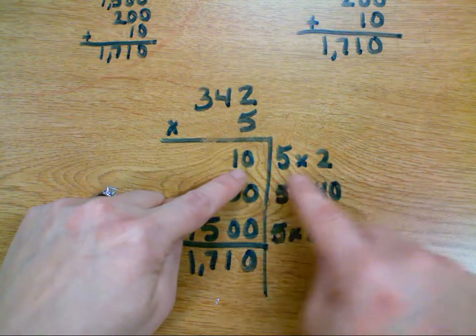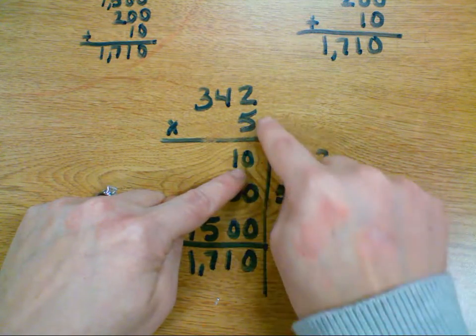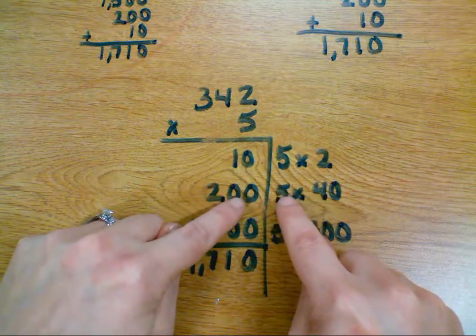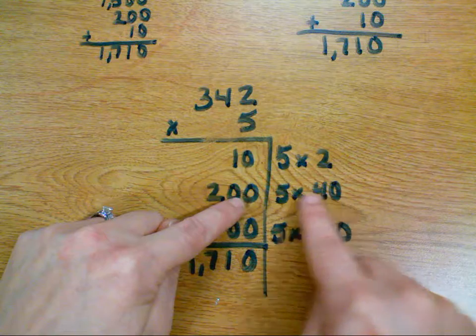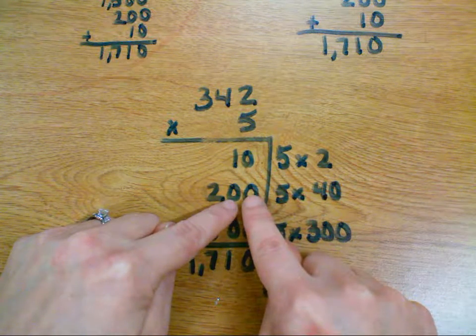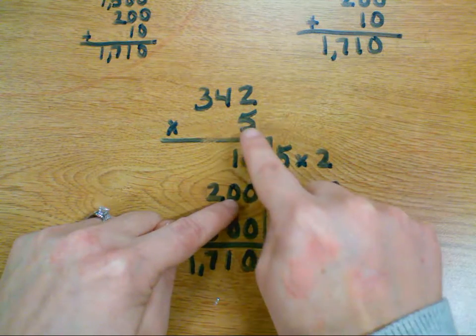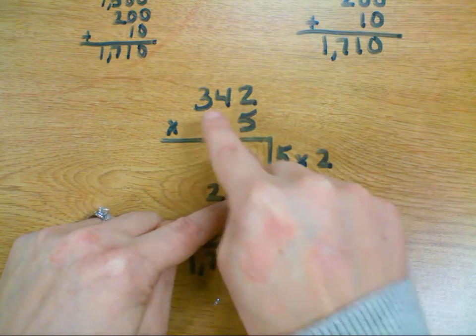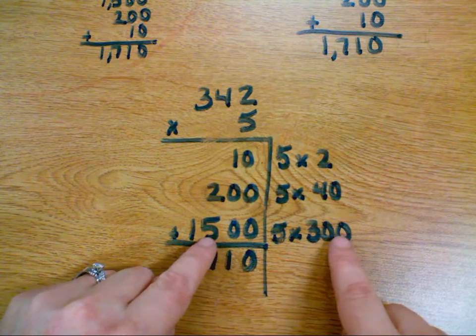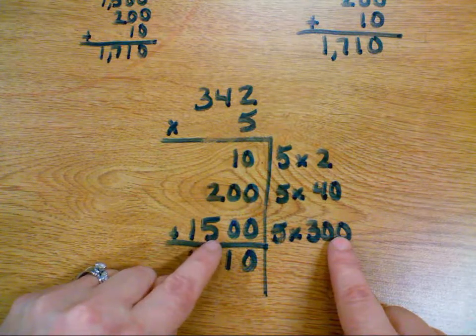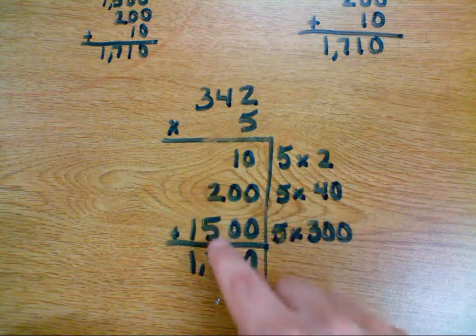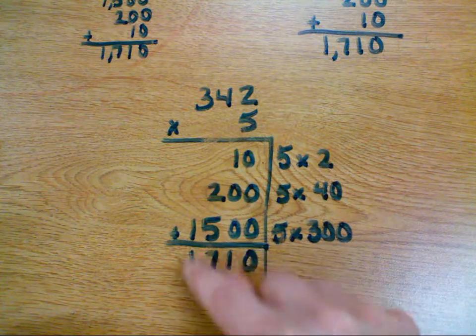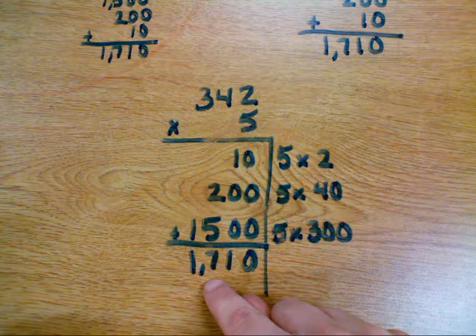So 5 times 2 would be 10. Then I move on to 5 times the 40 in the tens place, and I write that partial product here. Then I would do 5 times the 300, which gives me 1,500. So you can see that partial product is there. Then I add up each of those partial products to find my final overall product of 1,710.